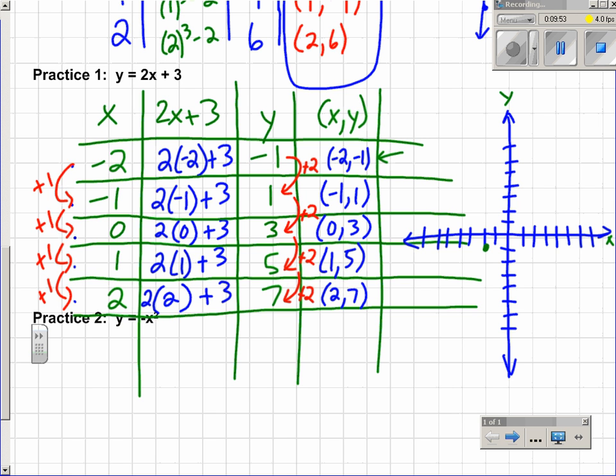All right. So we plotted this one. Now we got to do the negative 1, comma 1. So I find negative 1 on the x, then I go up 1 on the y, and that point is there. 0, comma 3 is there. 1, comma 5 is going to be there. And then 2, comma 7 is going to be there. And this does form a straight line. So we can say that it is linear. Yay!